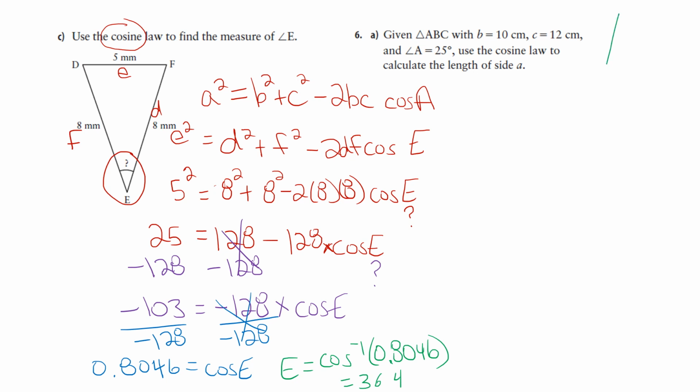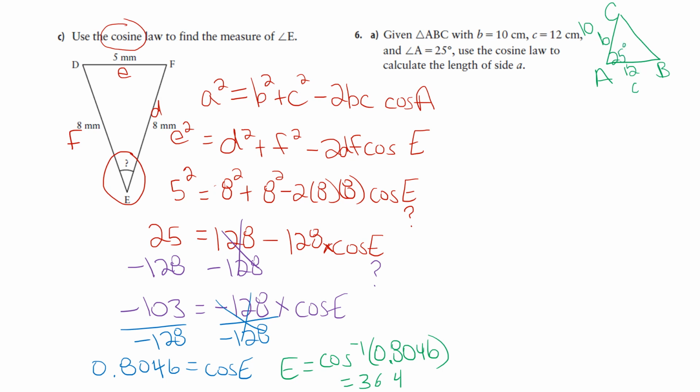So we've got cosine law. We've got to draw a triangle, given triangle ABC, with side B being 10, so that's across from angle B. Side C being 12, that's across from angle C. And then we've got angle A being 25.